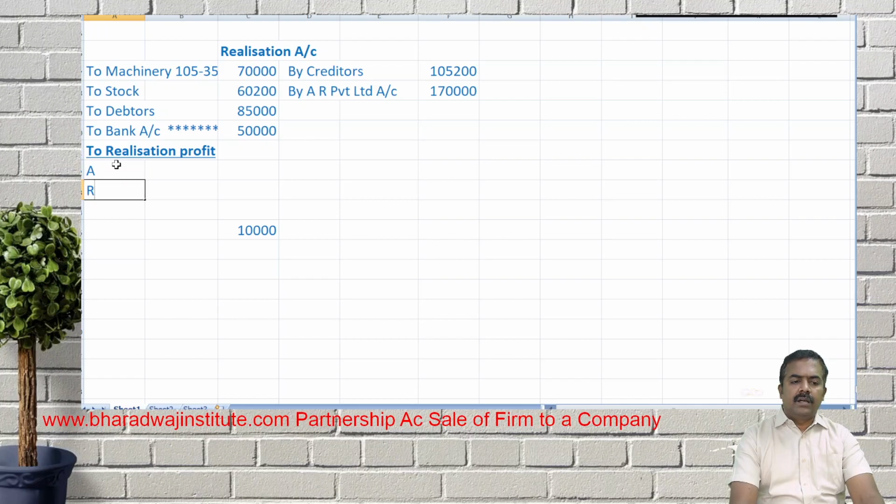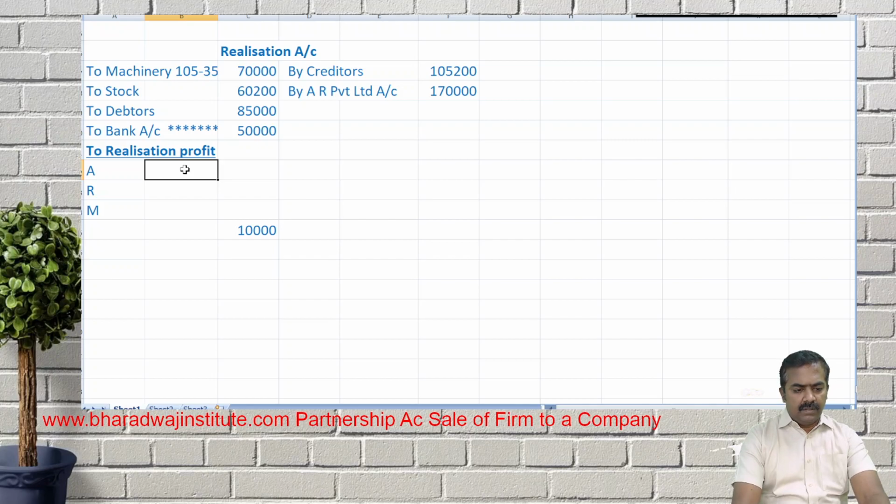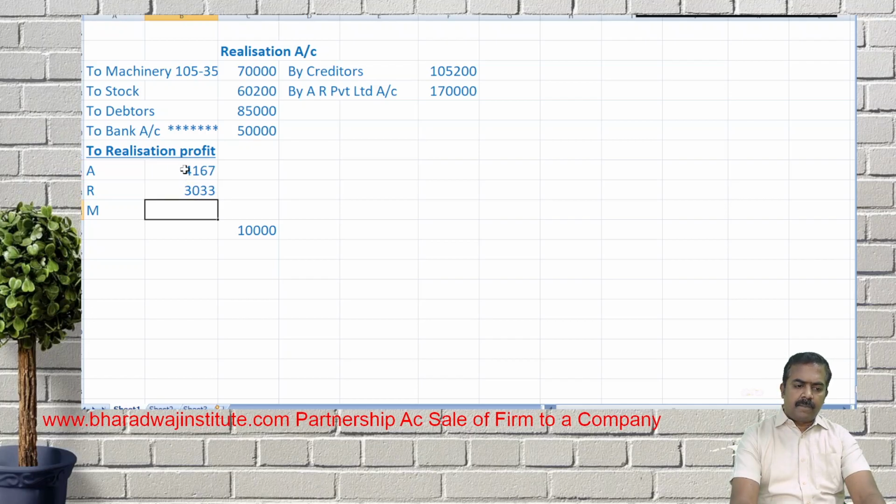This will be transferred to whom? A and M, in the ratio 5:4:3. How much will it come? 4167. So the realization profit is transferred.